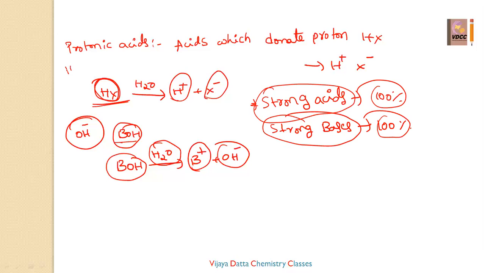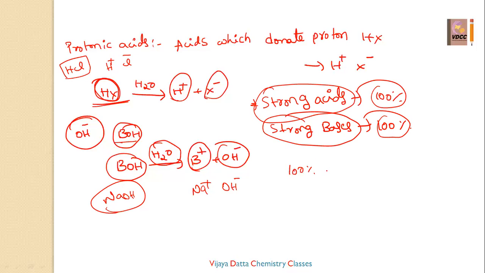Here I will take HCl. As HCl is a strong acid, it dissociates completely as H plus and Cl minus. If I take NaOH, NaOH is a strong base. The dissociation will be Na plus and OH minus. 100% dissociation takes place, otherwise 100% ions will be formed. That is, in case of strong acids and bases, 100% ionization takes place.